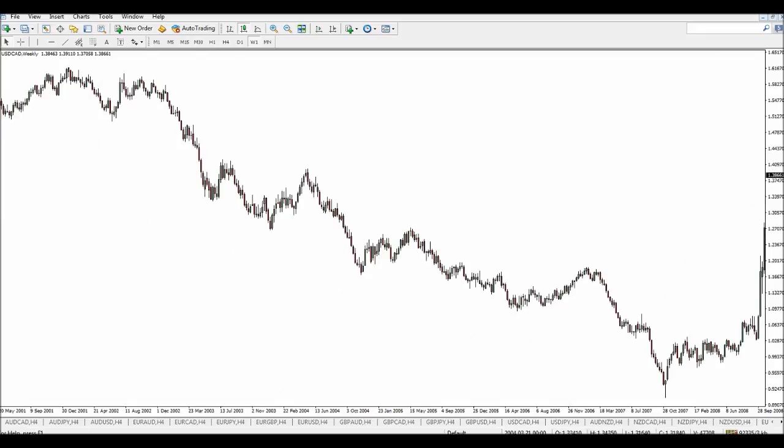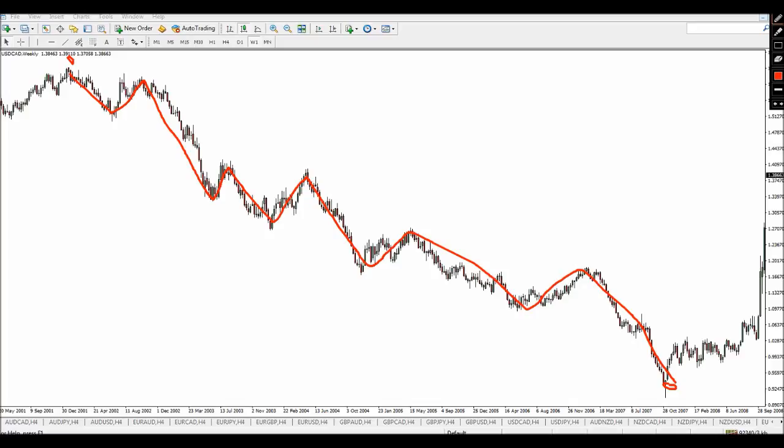Okay, so here we go. This is the US dollar, Canadian dollar. It's the weekly chart. We were up here, we came all the way down here. What was the behavior of price as it moved in that general downwards direction? We had this swing low, swing high, swing low, swing high, swing low, swing high, and we just keep coming down like this. And that's our downtrend.